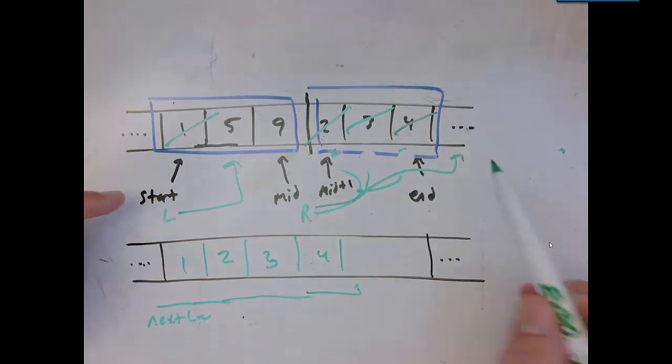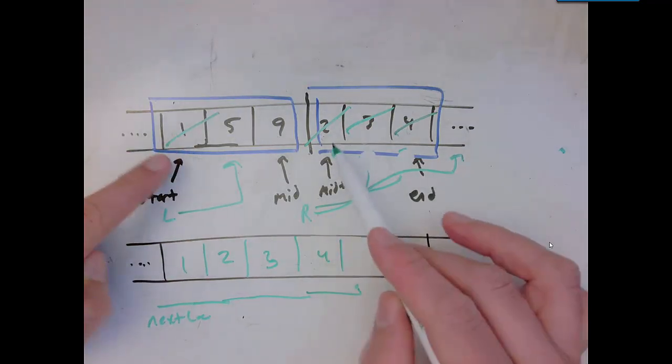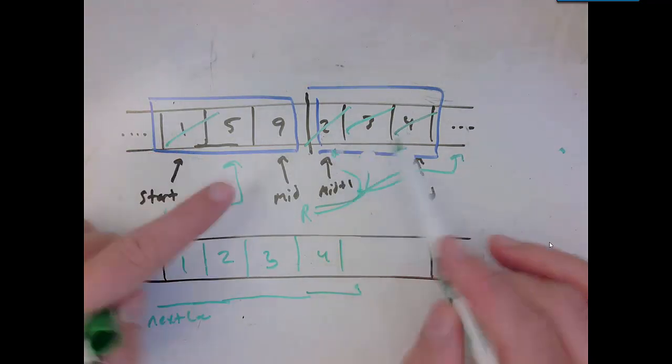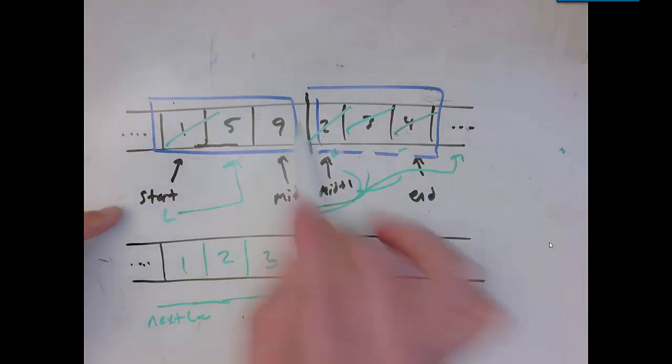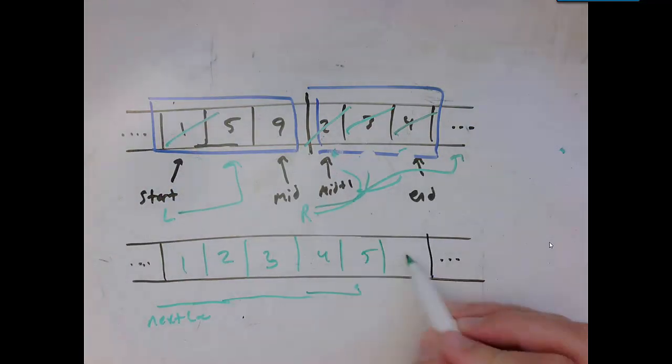But there's still numbers left to assign. So after we're done comparing the smallest from the left and the smallest from the right over and over again, we still have to check if there are any unassigned values to copy over, and then just copy the rest of them over. So let's pretend we've done that, 5 and 9.